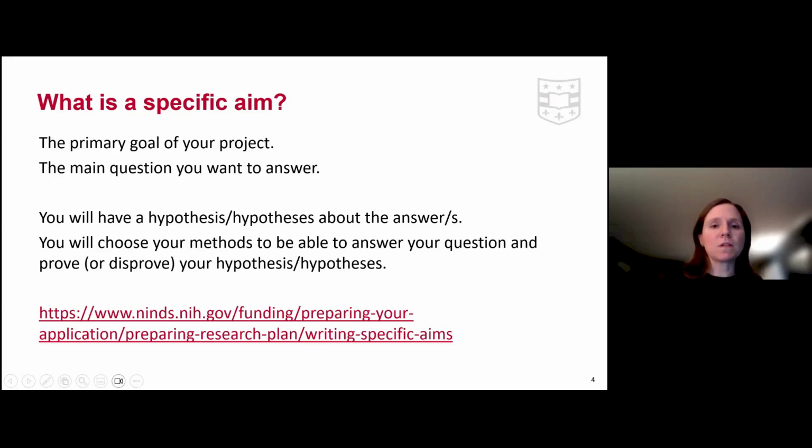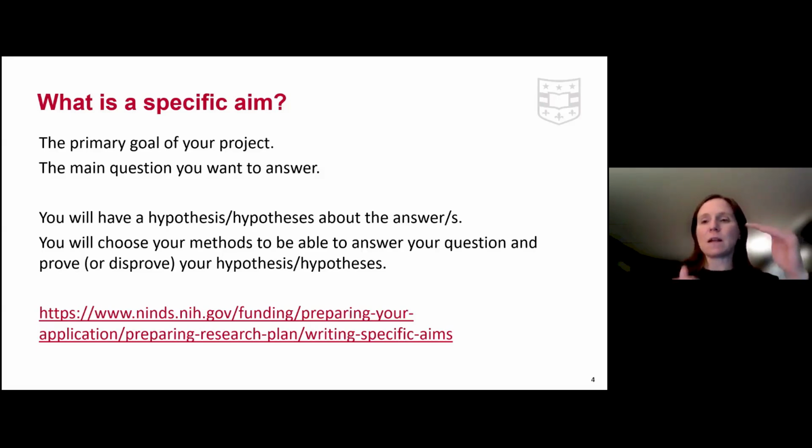So when we think about these specific aims, you're going to choose your methods to be able to answer the question that you're asking and either prove or disprove your hypotheses. And so that's where things need to really all tie back, and it needs to be very clean and very straightforward, such that you want somebody to be able to read your specific aim, potential sub-aims, and the methods and say, okay, I think that the methods that this person is laying out to answer this question makes sense and is going to actually answer the question.